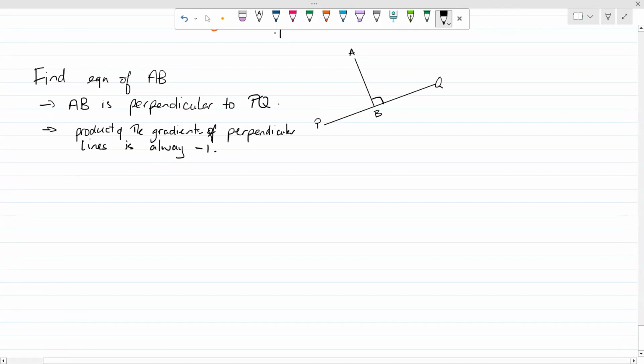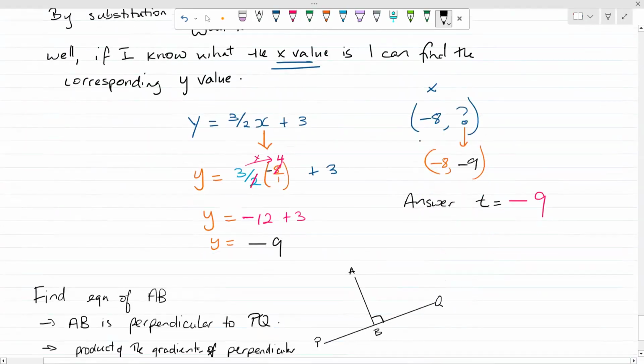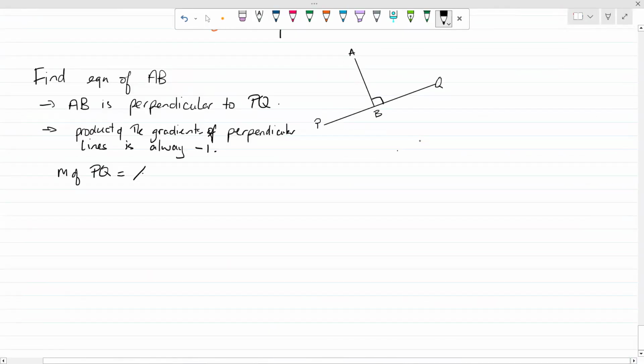It means that if the gradient of PQ is 2 over 3, right? That's what we got? Double check. 3 over 2. The gradient of PQ is 3 over 2. The gradient of the other line, AB, you always change the sign. So this was positive, this will be negative, and you flip the fraction. So the 2 will go on top, and the 3 will go below. Change the sign, flip the number for perpendicular lines.